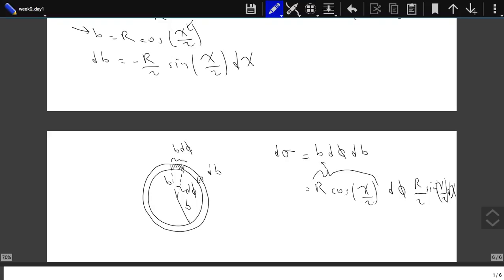Well, that minus sign, I just ignored it because it only tells me that if I increase b, then the scattering angle decreases. So that's not really what I meant. This differential cross-section is an area which is defined to be a positive number.